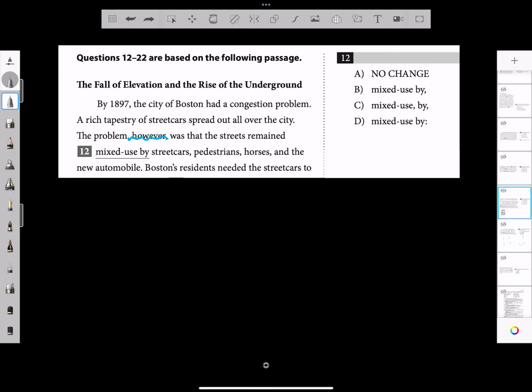Right? The problem was that streets remained mixed use by. That's not a sentence. The double comma, you can't really eliminate everything in between there and read it normally. And then this comma, we don't have sentence and fragment. We have fragment, fragment. Less punctuation is good. If you have two answers that make sense and one has less punctuation than the other, pick the one with less punctuation. So the answer there is A.